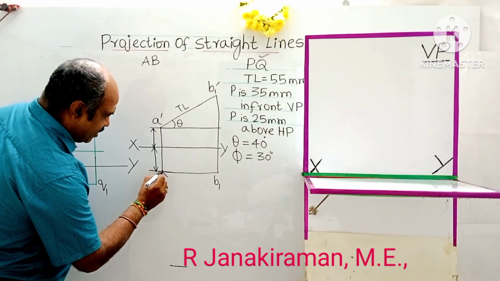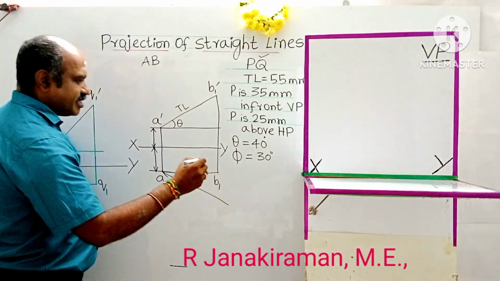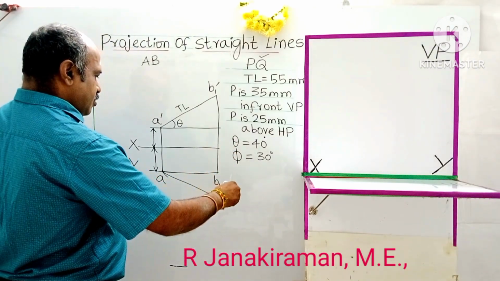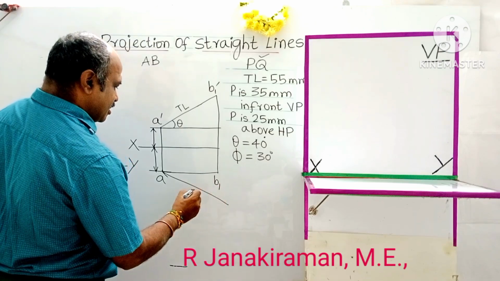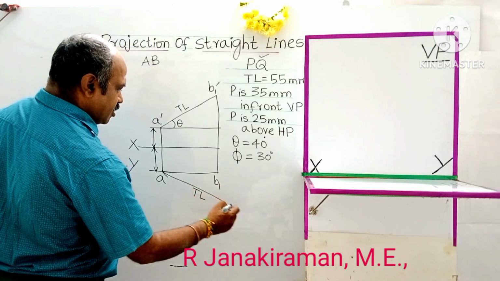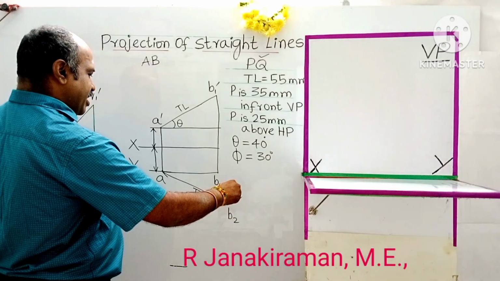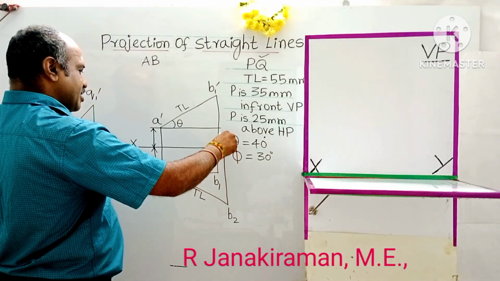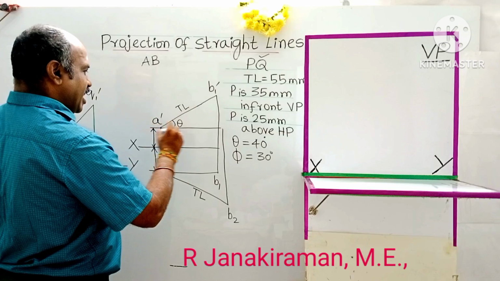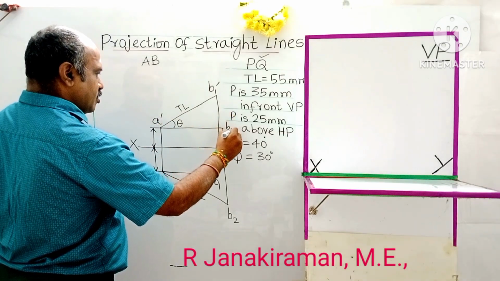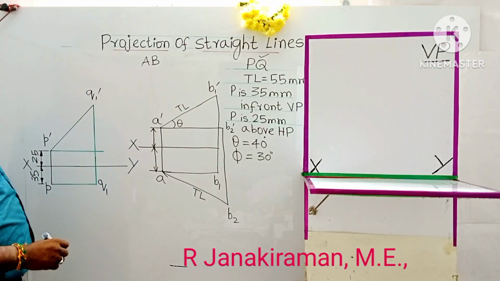So you have to refer to the previous videos on projection of straight line. This point shall be marked as, this is also the true length. It's marked as B2. From B2, draw a vertical projector where it intersects with the locus line passing through A dash. This is marked as B2 dash. Understand?